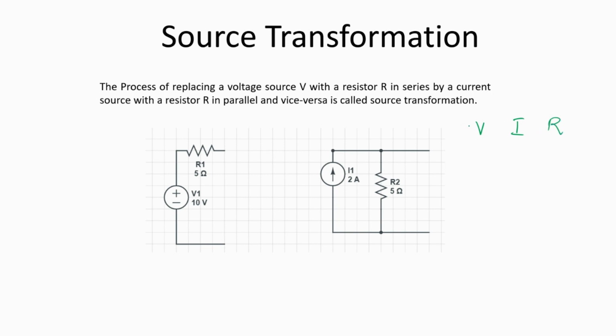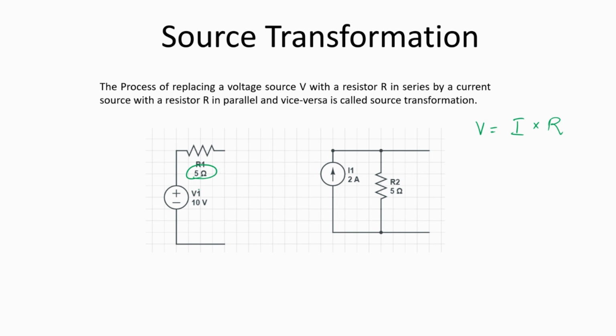So these are the three elements that we can see over here. So we know that V is equal to I into R. Now suppose I have a voltage source that appears like this. This is a practical voltage source of 10 volts, which has an internal resistance in series with it, which has a value of 5 ohms.